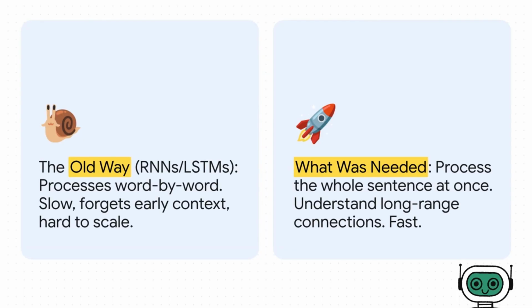So you can see the engineering challenge taking shape, right? The old way was just too slow. It forgot context over long sentences, and it was a real pain to scale up for training on huge amounts of data. What was needed was, well, something totally different. A new architecture that could look at the whole sentence at once, find those long-range connections, and, this is key, do it all in a way that you could run in parallel on modern computers.